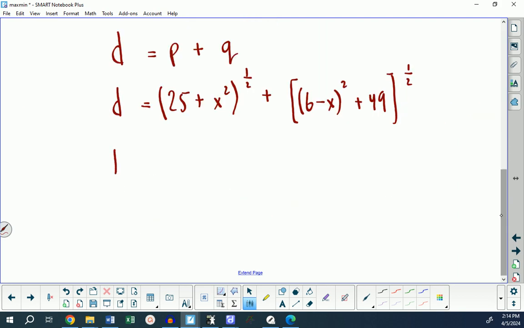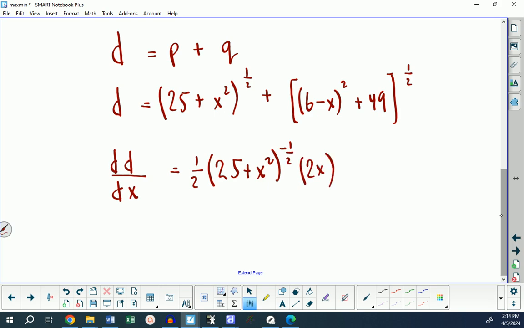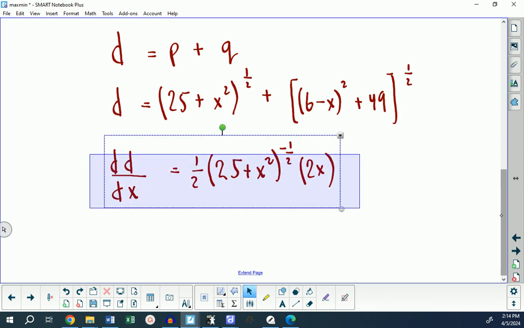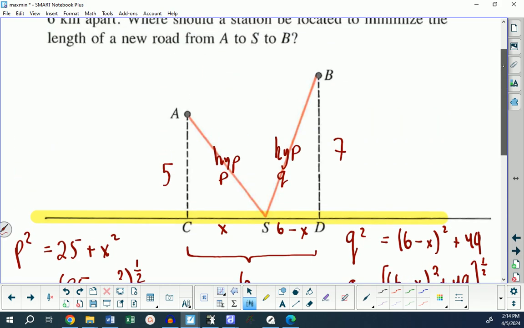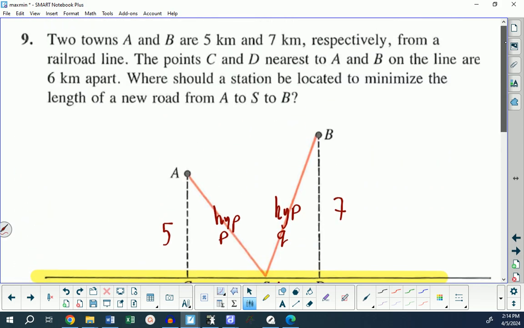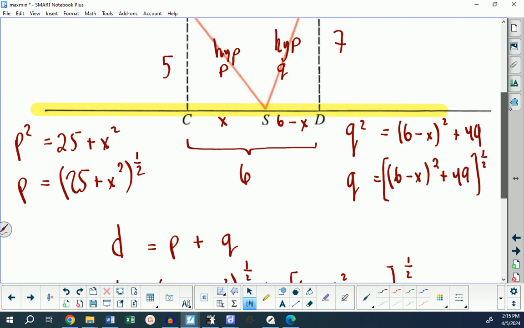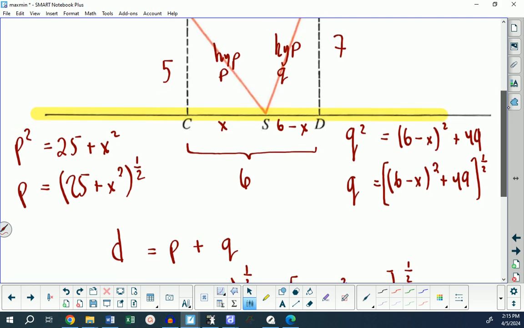So when I differentiate, I get a bad choice of a variable, but that's okay, d/dx, and I wrap this 1/2 around the base, dropping 1 from the exponent and multiplying by the derivative of what's inside. And then I need to do the same thing for the other one. Boy, I haven't stopped and checked anywhere along here. 5, 7, 6, square root of x squared plus 5 squared, square root of (6 minus x) squared plus 7 squared.